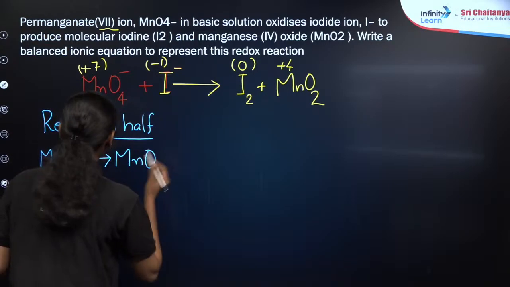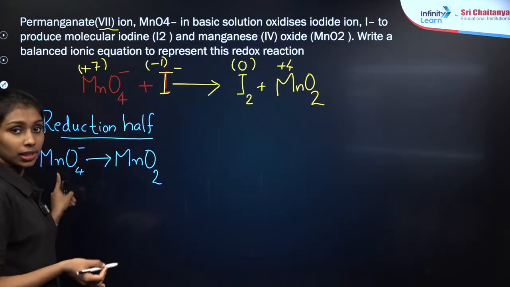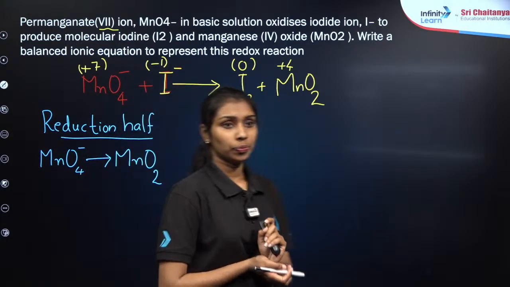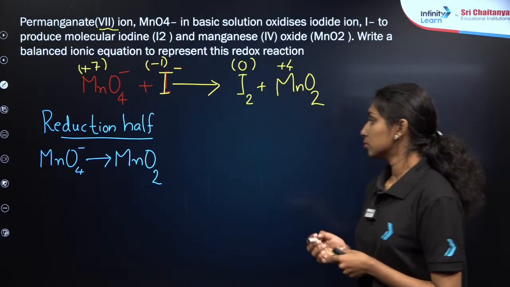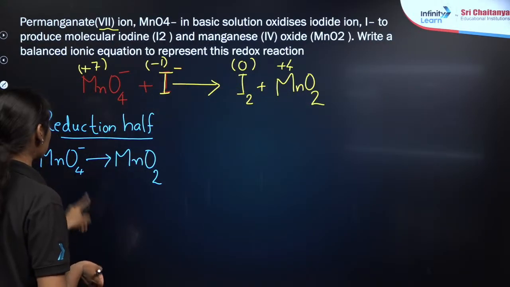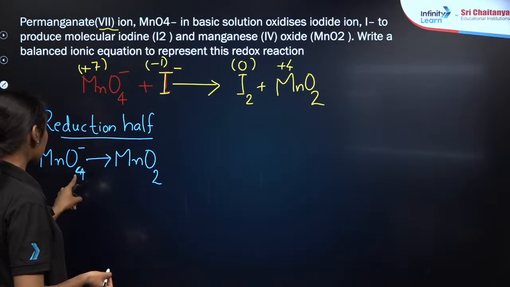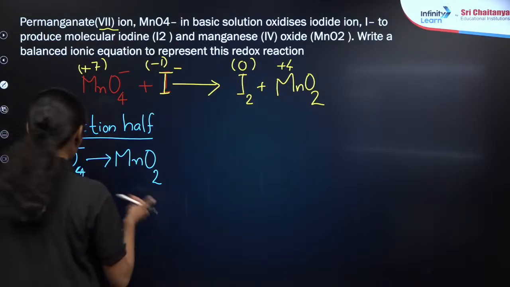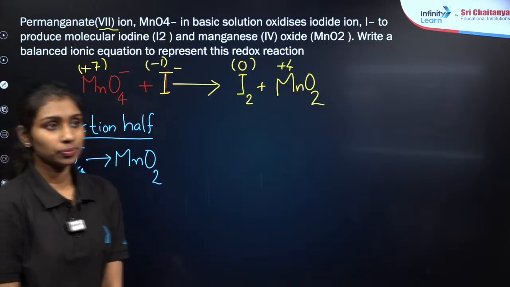Then the next step, you have to balance the atoms other than hydrogen and oxygen. Here only manganese is present. On both sides, it is only one manganese, which is already balanced. Then the next step, you have to balance the oxygen atoms by adding sufficient water. Here you can see that four oxygen atoms are present on the reactant side, but on the product side, it is only 2 oxygen. So how many water molecules do I want to add here? Anyone?